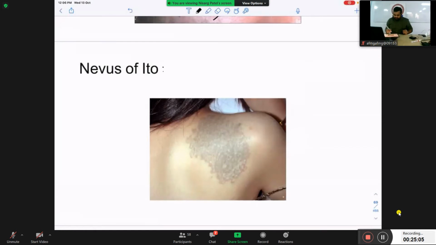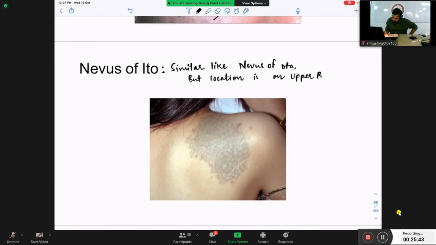Second is the same thing, but it is a nevus of Ito. So nevus of Ota and Ito, the pathology is similar. Ito and Ota are the same, but the location is on the upper back.